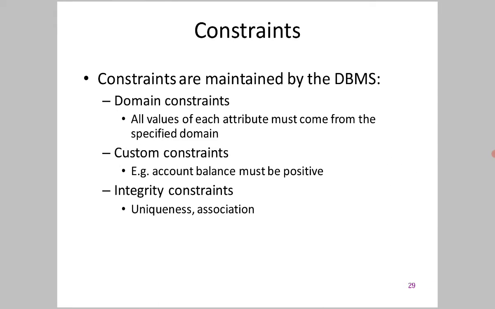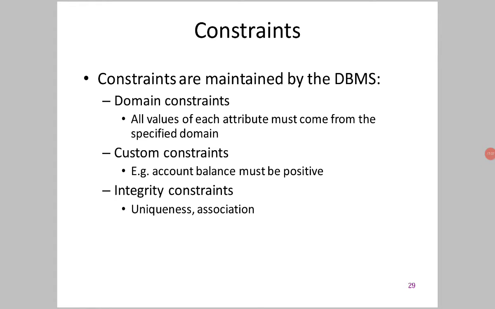Constraints are another frequently used and important term in DBMS or RDBMS, also called database constraints. So what is a constraint? Constraints are maintained by the DBMS. Domain constraints mean all values of each attribute must come from the specified domain. Custom constraints mean, for example, account balance must be positive. Integrity constraints mean uniqueness, association, like that.